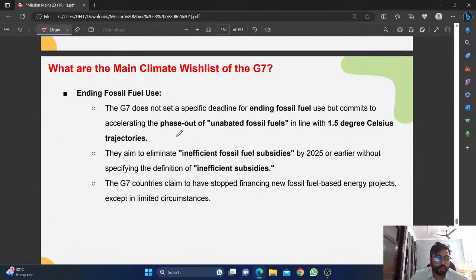Then, what are the other wish lists? First of all, they will further end the use of fossil fuel. The target is to end the use of fossil fuel and phase out unabated fossil fuel. Now, what do you mean by unabated fossil fuel?